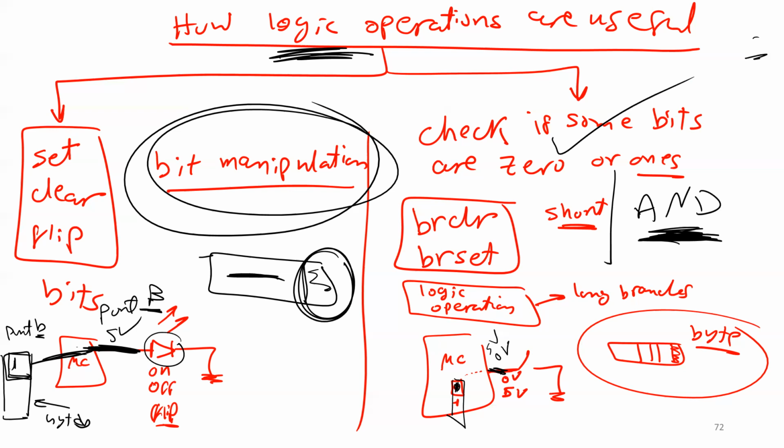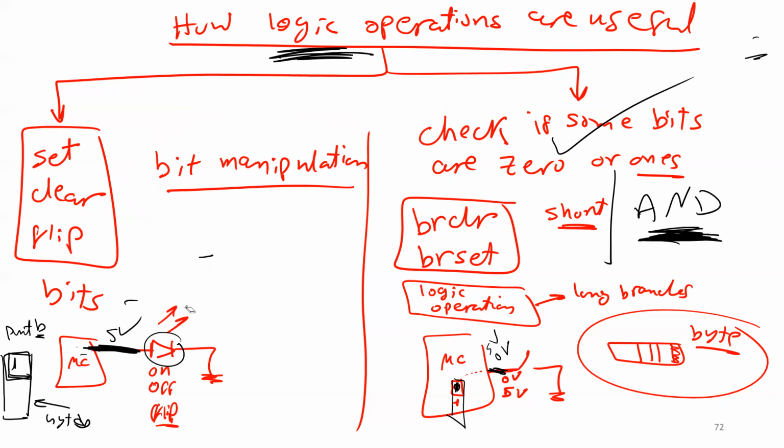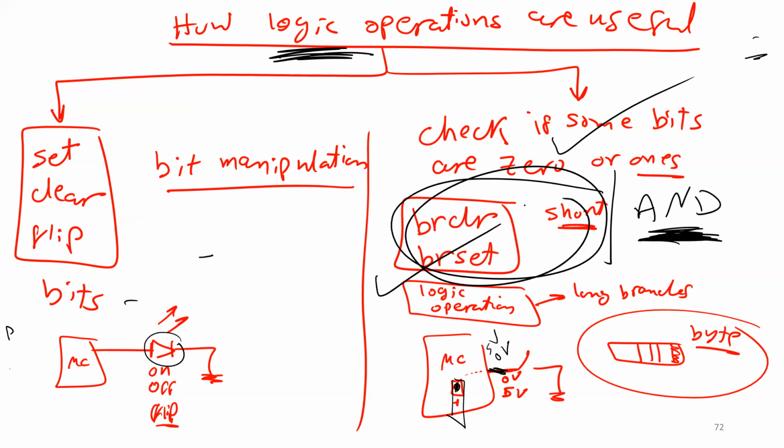Anyway, now the question is, if you want to check some bits, I'm going to explain two approaches. One approach I already explained, and maybe I'm going to make a very quick revision: branch if clear, branch if set. The other one, I'm going to explain how you can use logic AND. Here is how I'm going to do bit manipulation, guys.